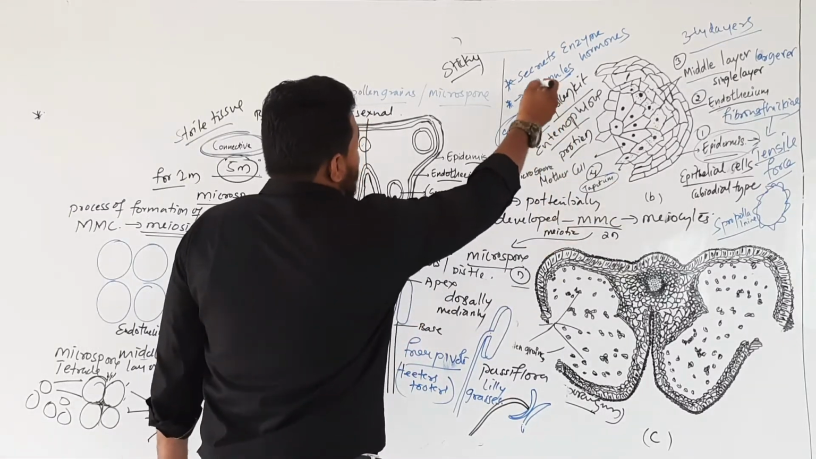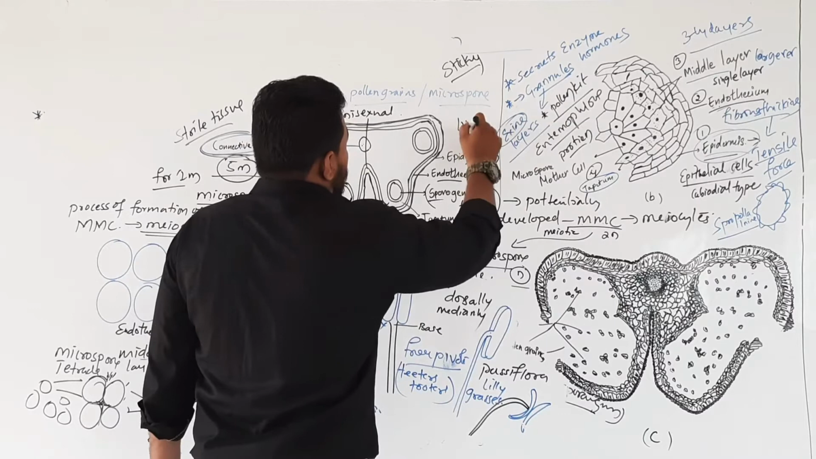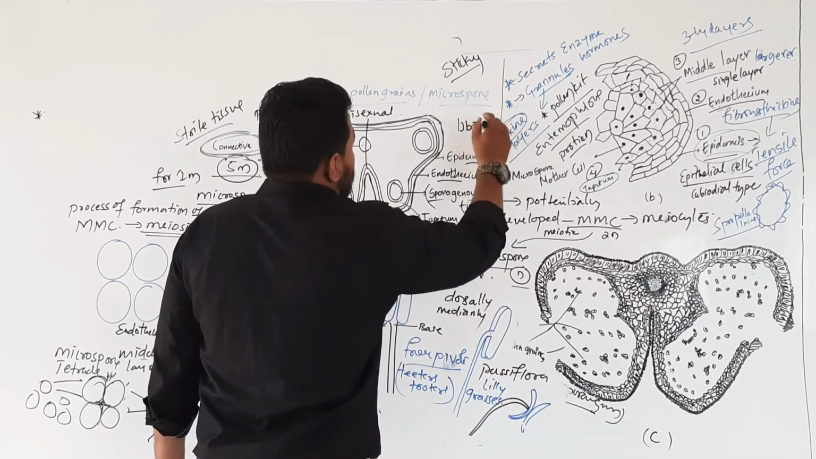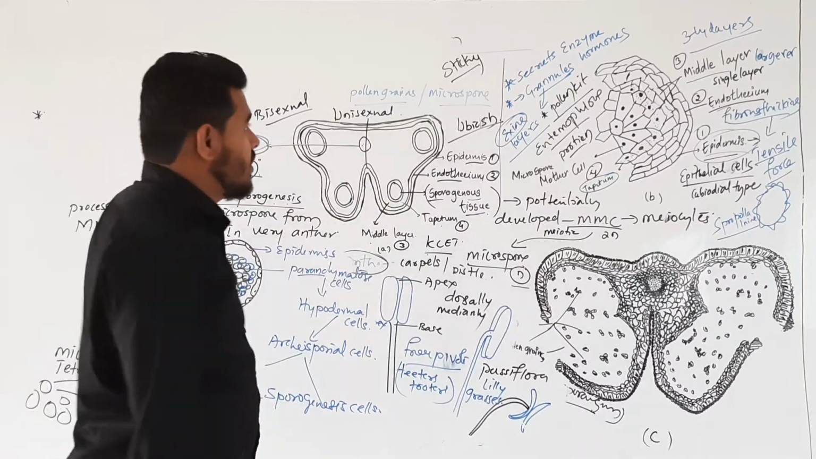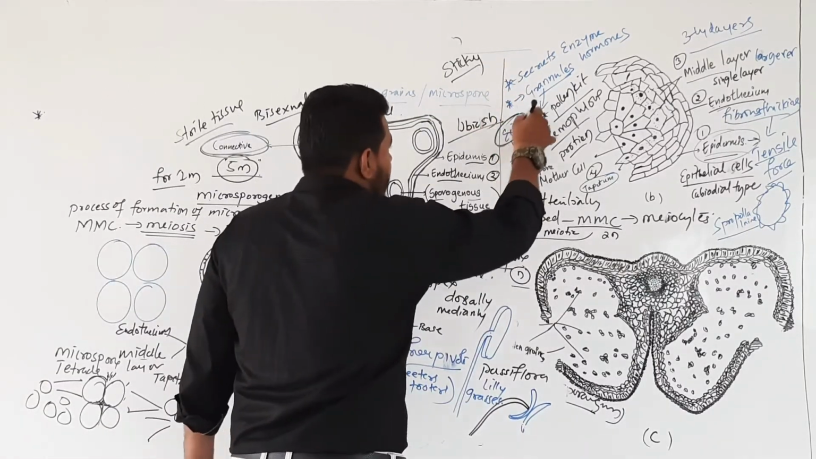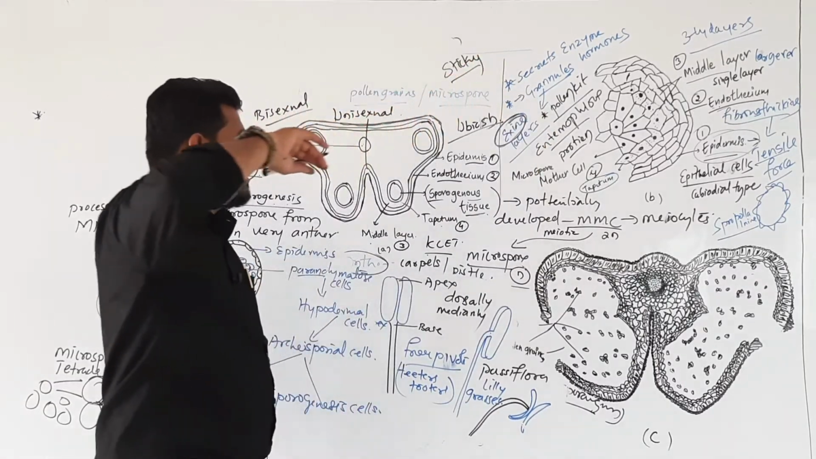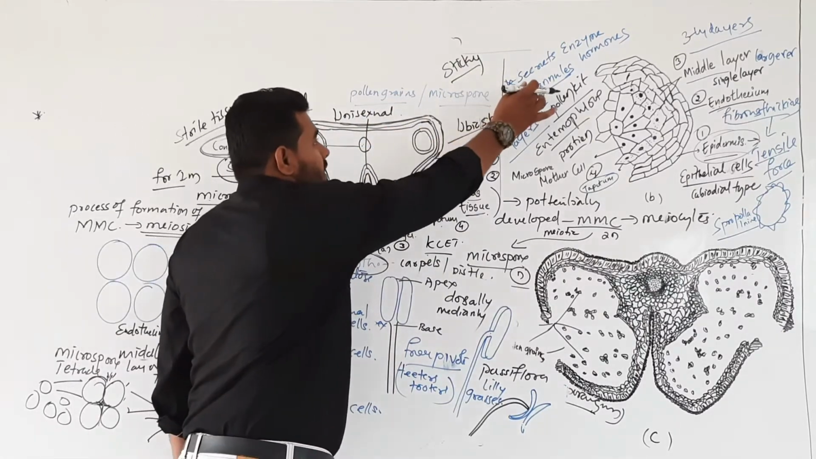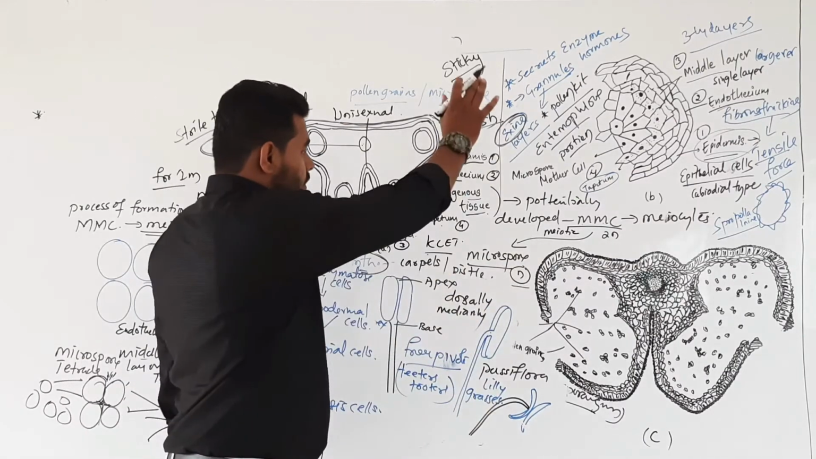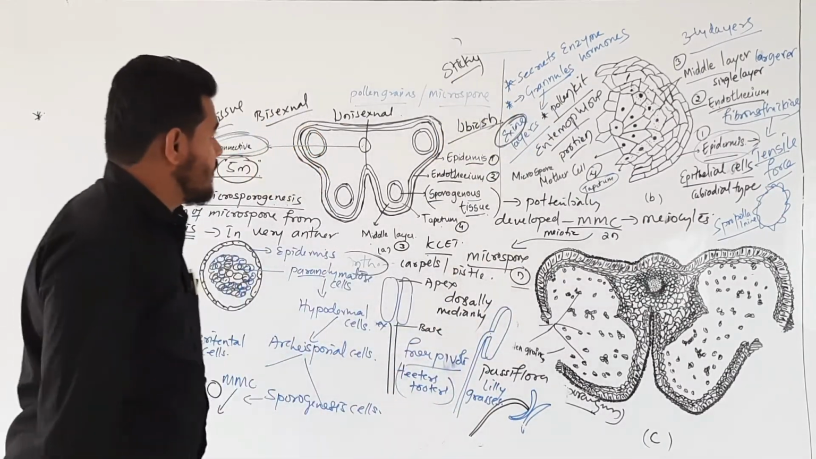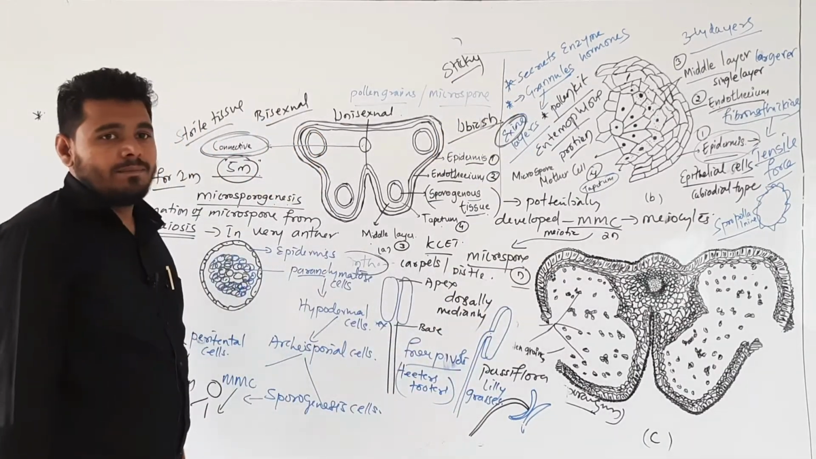Okay, so these granules are called Ubisch granules. Actually, these granules form the exine layer of pollen grains. You have to remember all these things for NEET and KCET purposes.